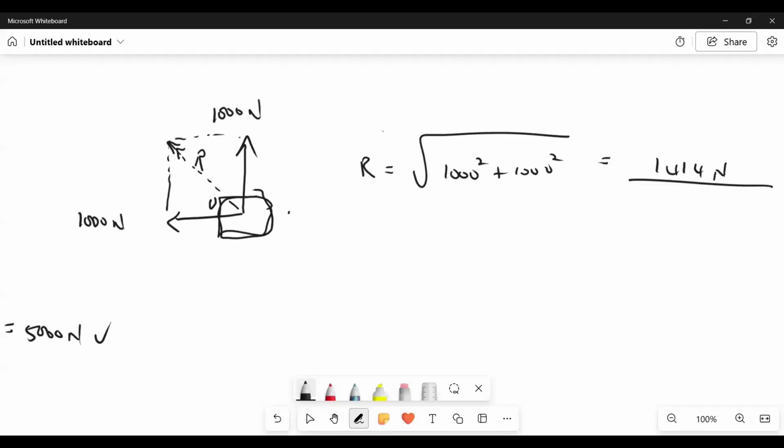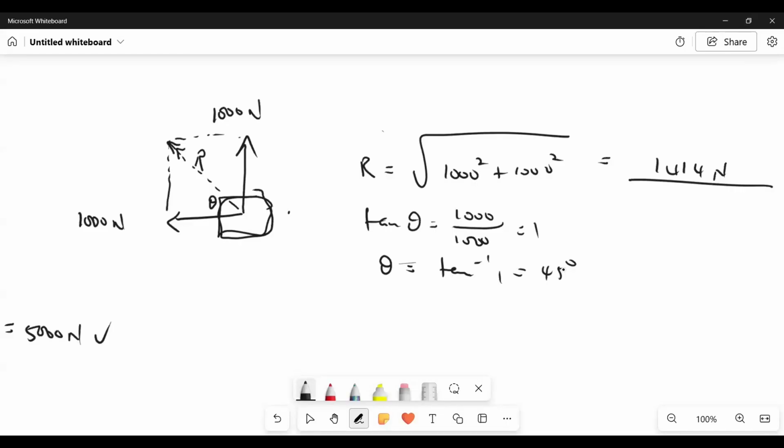Maybe we can find this angle now. So you can see that this side and this side are the same thing. So tan theta equals 1,000 over 1,000, which is 1. Theta will be equal to tan inverse of 1, which I think is 45 degrees.